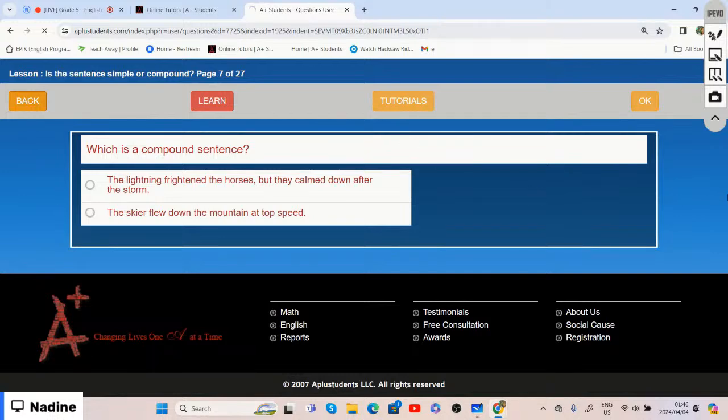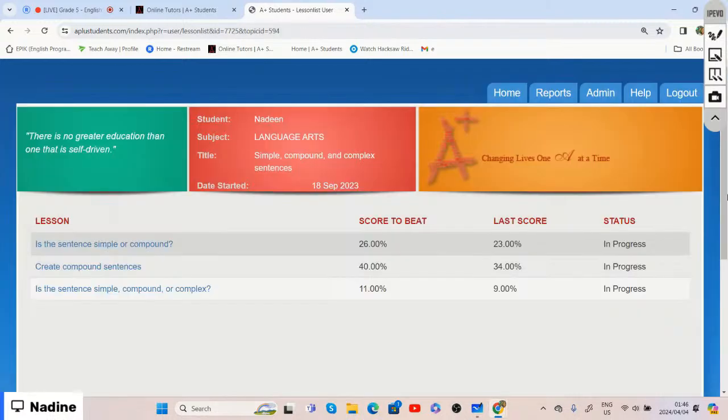All right. Okay, so today we only got to do basically the first lesson. I think in our next lesson, we will learn to create compound sentences, as well as do the lesson on whether a sentence is simple, compound, or complex. So we will go deeper into what a complex sentence is. That will be in our next lesson.